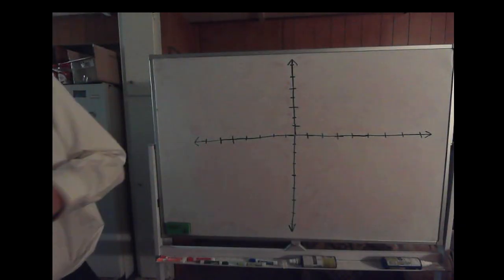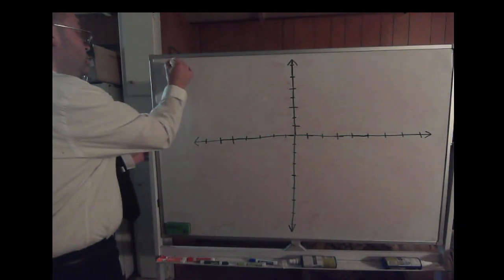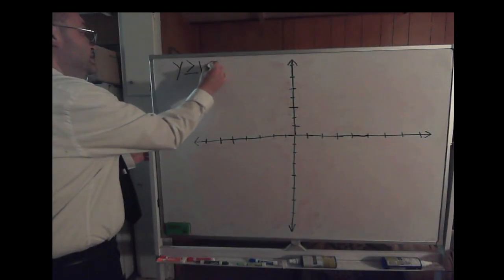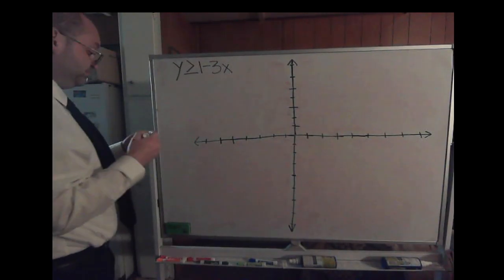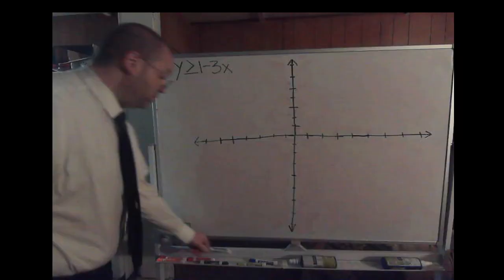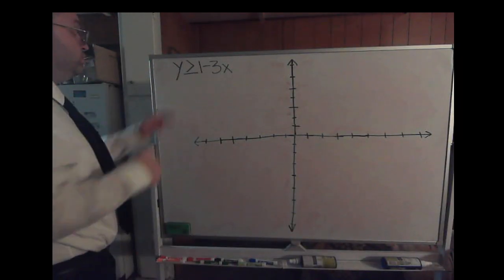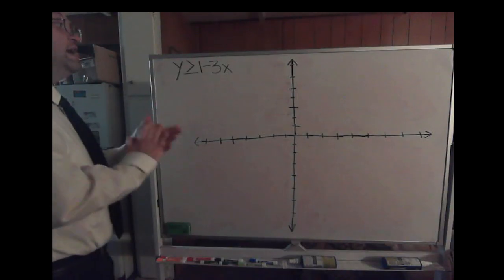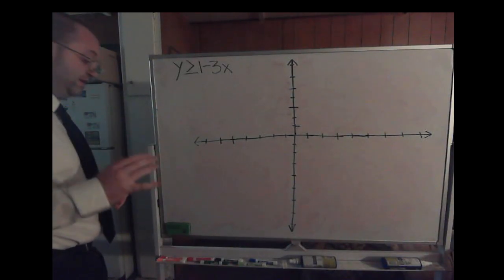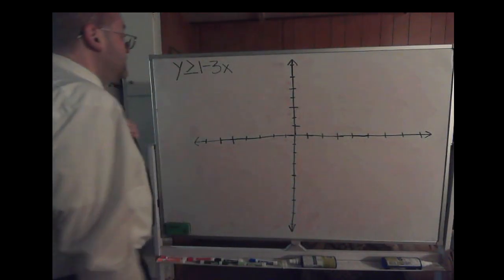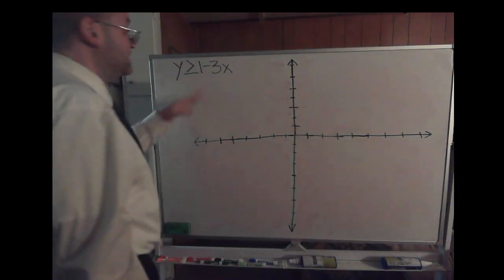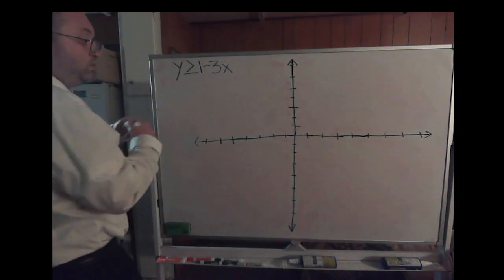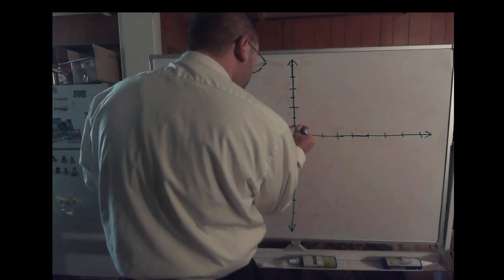Okay, last problem here. Y is greater than or equal to 1 minus 3x. So since it's got the equal component, we know we're going to have a solid line for the graph of the equation. Now, let's just find a couple points to plot them and draw our line. We know when x is 0, y would equal 1, so that'll go here.